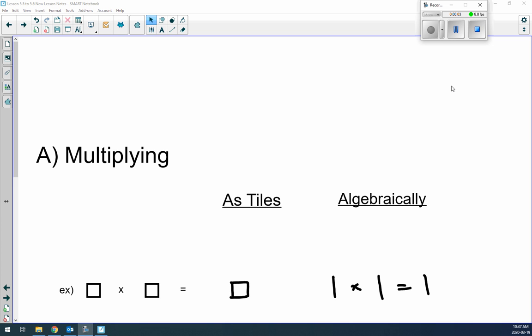Okay, so this is 5.5 to 5.6 part B. We're going to do the same thing again, multiplying and dividing, but we're going to do them with Algetiles. Now again, you don't need to use Algetiles if you understand the concepts from the previous lesson. But let's look at this.